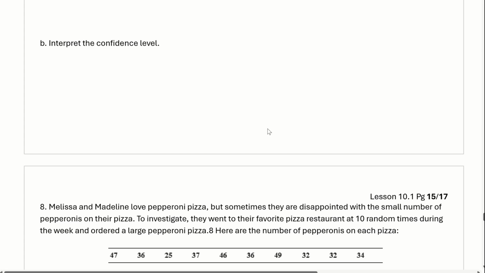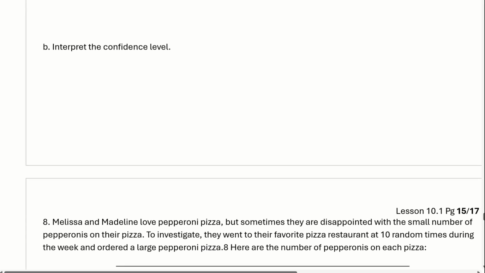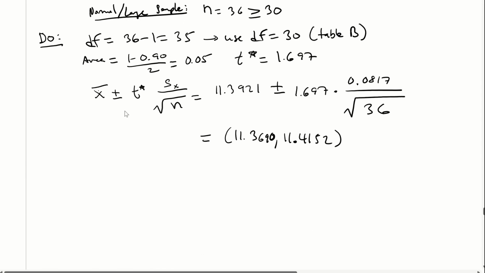So now let's go ahead and interpret the confidence level there. Okay, so how do we interpret the confidence level? Oh, actually, I didn't even finish the question. So let's conclude. Sorry about that. All right, so we're interpreting the confidence interval, not the confidence level, the confidence interval. There's a difference, right?